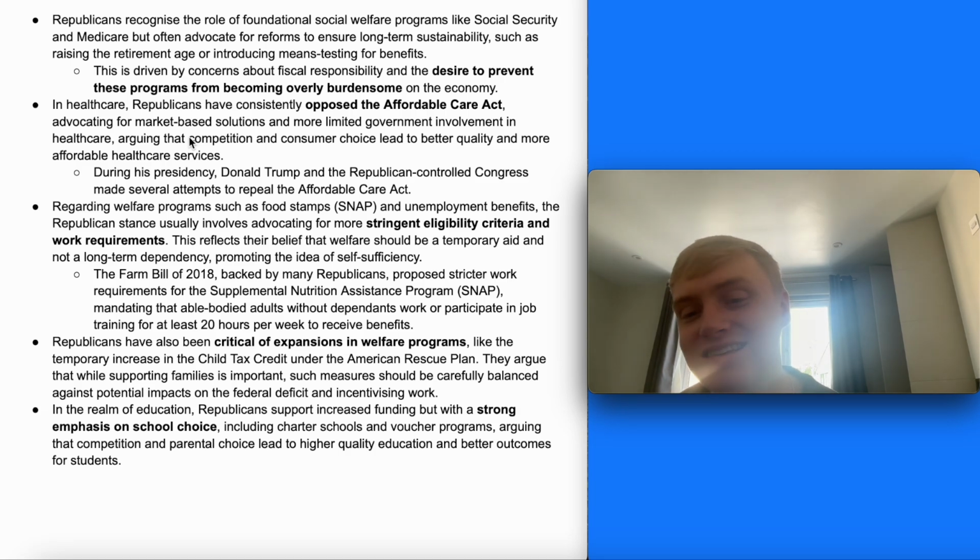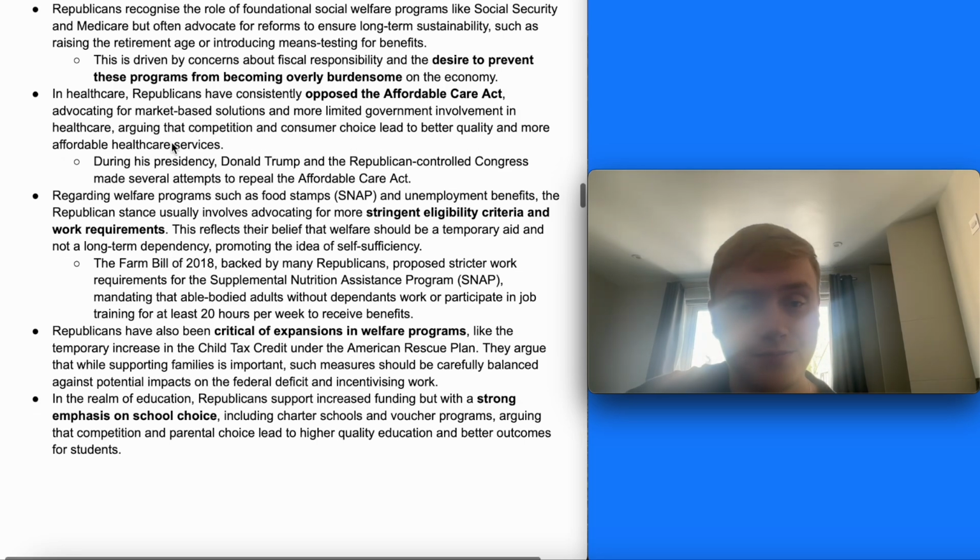In healthcare, they've consistently opposed the Affordable Care Act, advocating for market-based solutions, effectively privatised healthcare, and more limited government involvement in healthcare. They argue that competition and consumer choice lead to better quality and more affordable healthcare services. And during his presidency, Trump and the Republican-controlled Congress made several attempts, though unsuccessful, to repeal the Affordable Care Act.